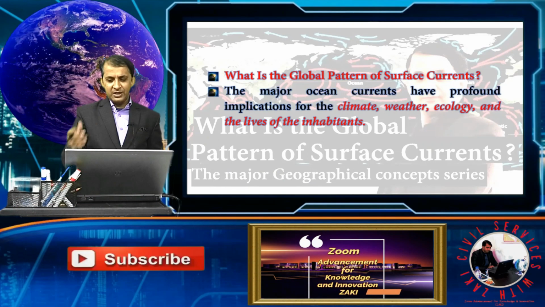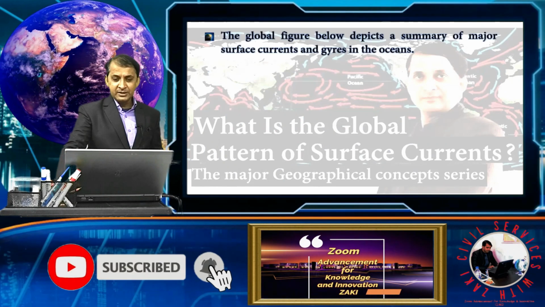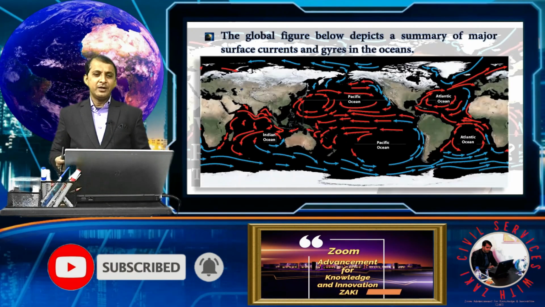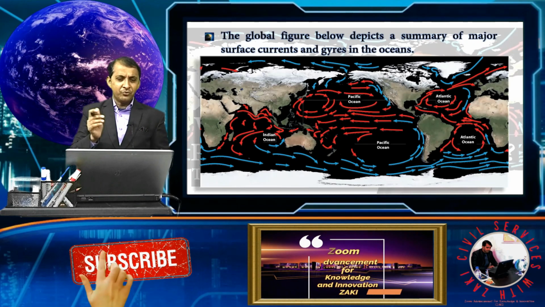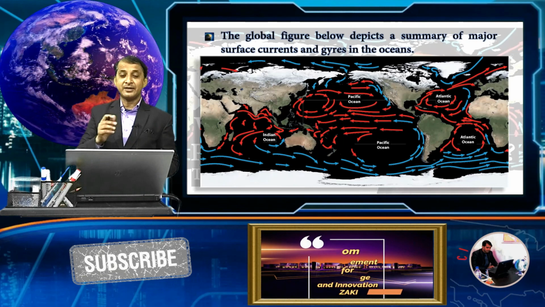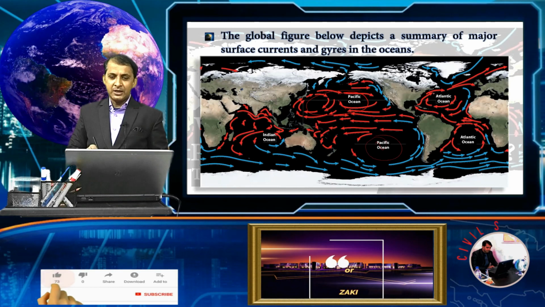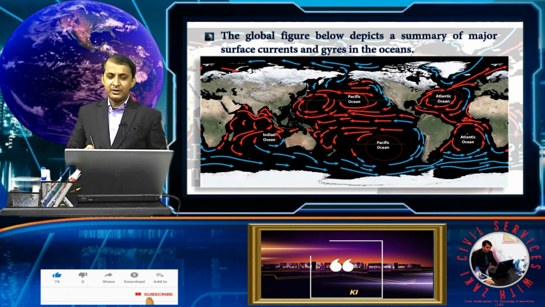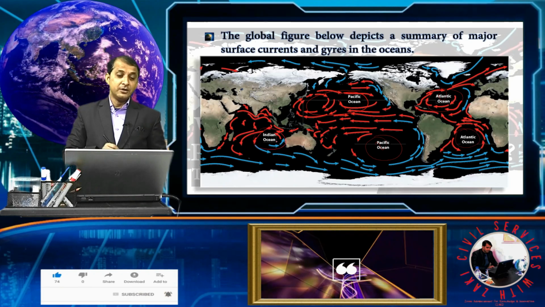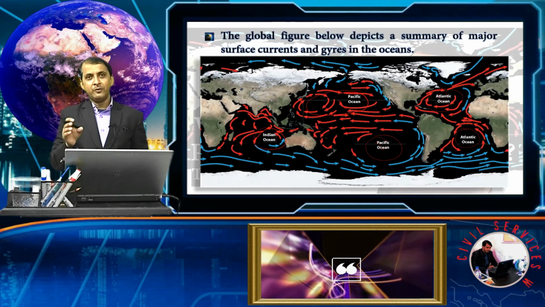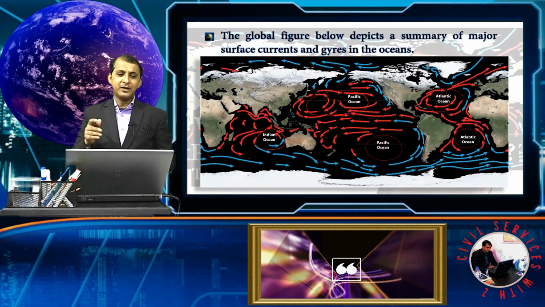First we start with the Indian Ocean. See this map, this global figure. It is a summary of the maps which depict the gyres. These gyres are: two in the Pacific, one in the Northern Atlantic and another in the Southern Atlantic, and one in the Indian Ocean. So if you see across the globe, basically 5 large gyres are present.